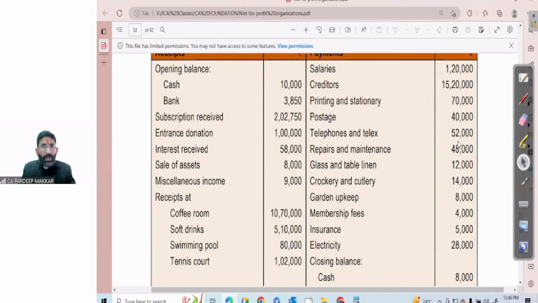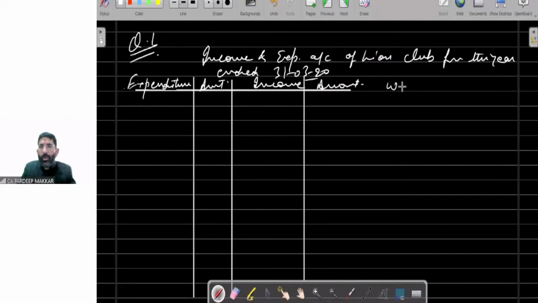Okay, start with subscription received because I will go by the serial, whatever is given in your receipt and payment account, because that will be helpful for me. So this is the receipt side. Whatever the amounts are given here, those will be entered in the income side. Okay, 2,02,750 is given to you. So this amount is to be adjusted because this is an important point which is to be kept in mind. So subscription is there. Working note number 1.